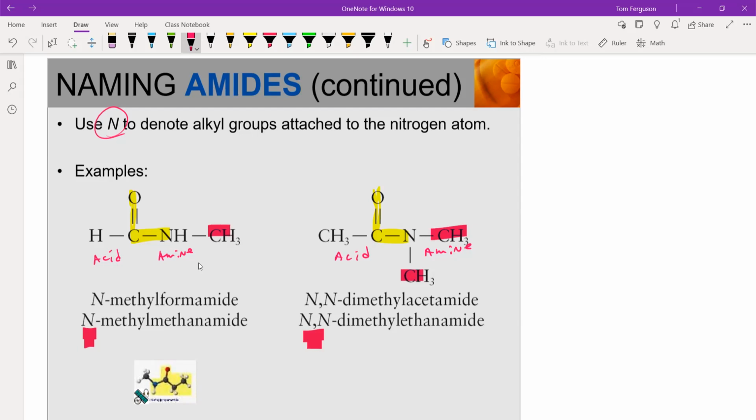So in this case, we had 1. You can say monomethyl if you want. It's optional. Most people don't put it there. And this methyl group is coming off the nitrogen. Here we have 2 methyl groups coming off of it. So you have to say N,N. It would be like saying 1,1 or 2,2 or something like that. Dimethyl acetamide.